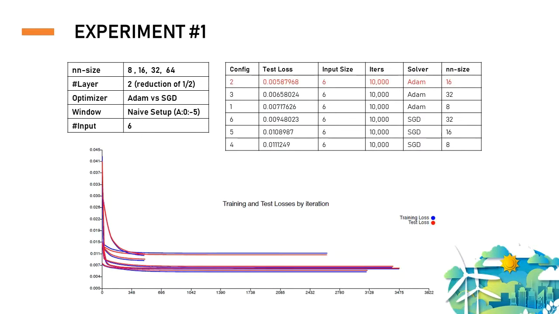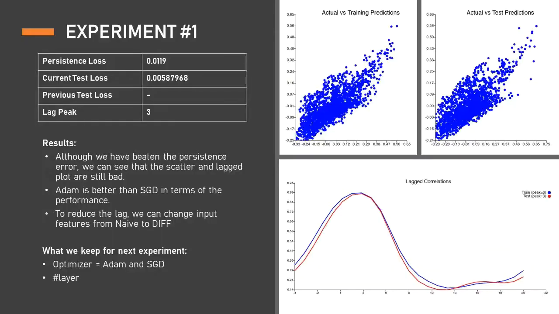Thus, we use a naive window with 2 layers, 6 inputs, and various NN sizes to compare the Adam and SGD performances. Here, our first test loss has beaten the baseline risk. But wait a minute. Although Adam is better than SGD in terms of performance, the scatter plots are not that linear and the design has no zero lag. Hence, to reduce the lag, we can change the input features from naive to diff.